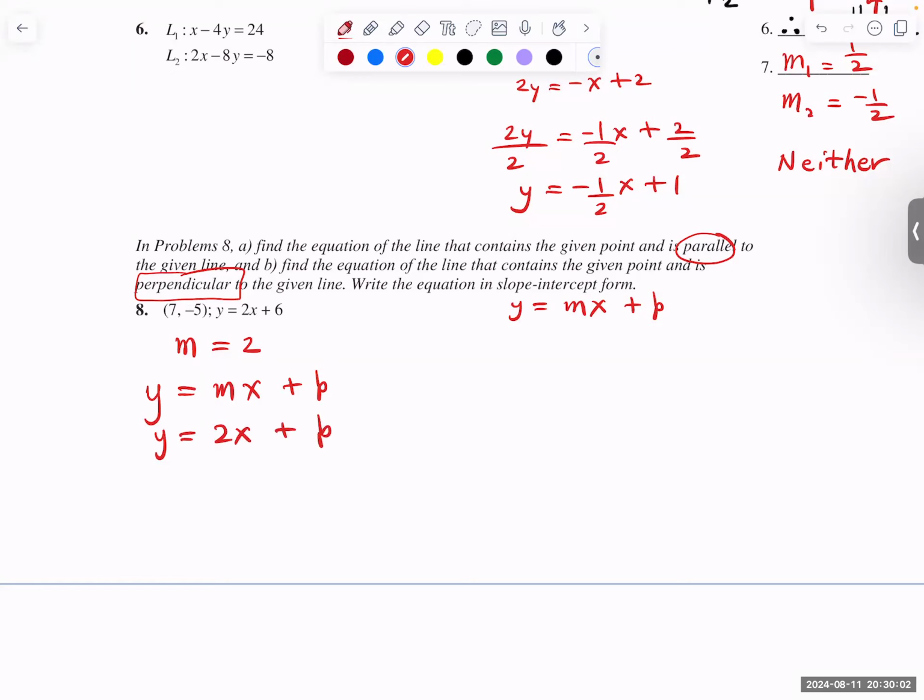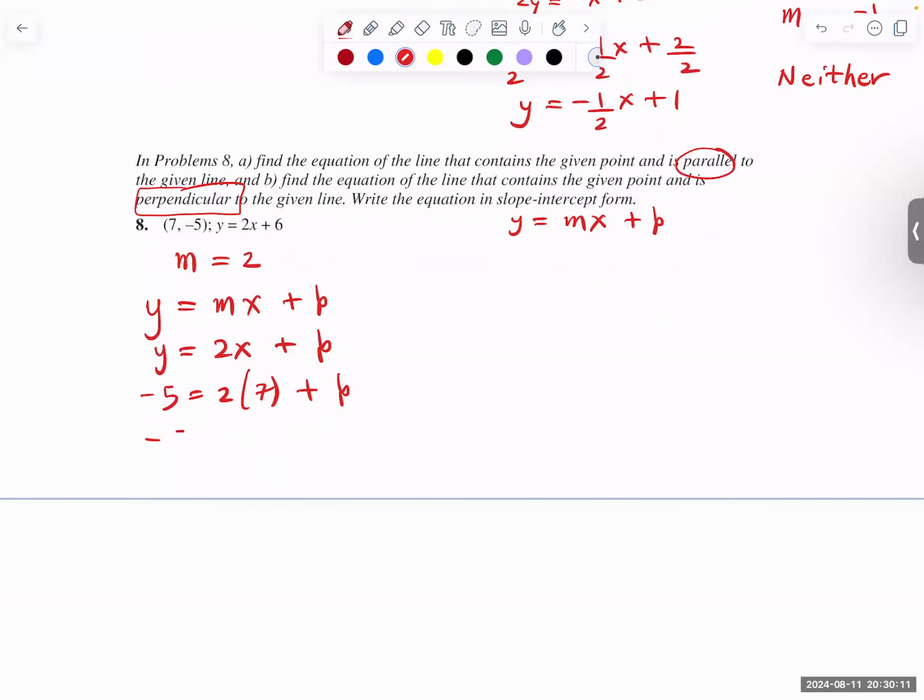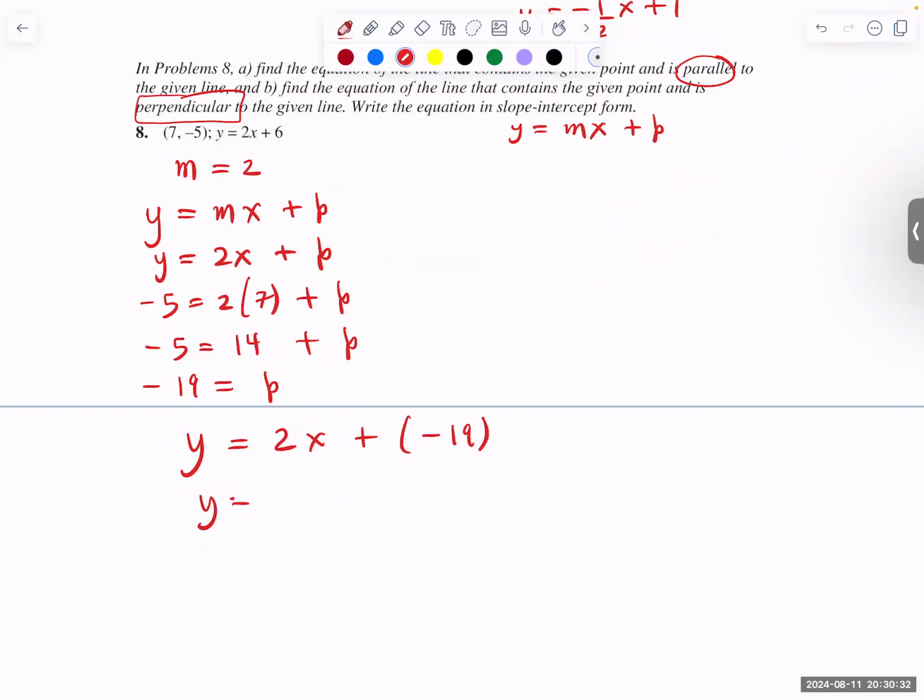So we'll substitute 2 for the slope and solve for the unknown y-intercept b. Plug in the given point, y is negative 5 and x is 7. And then we can solve for b. So negative 5 is 14 plus b. Negative 5 minus 14 is negative 19 equals b. So the equation is y equals mx plus b, or y equals 2x, subtract 19.